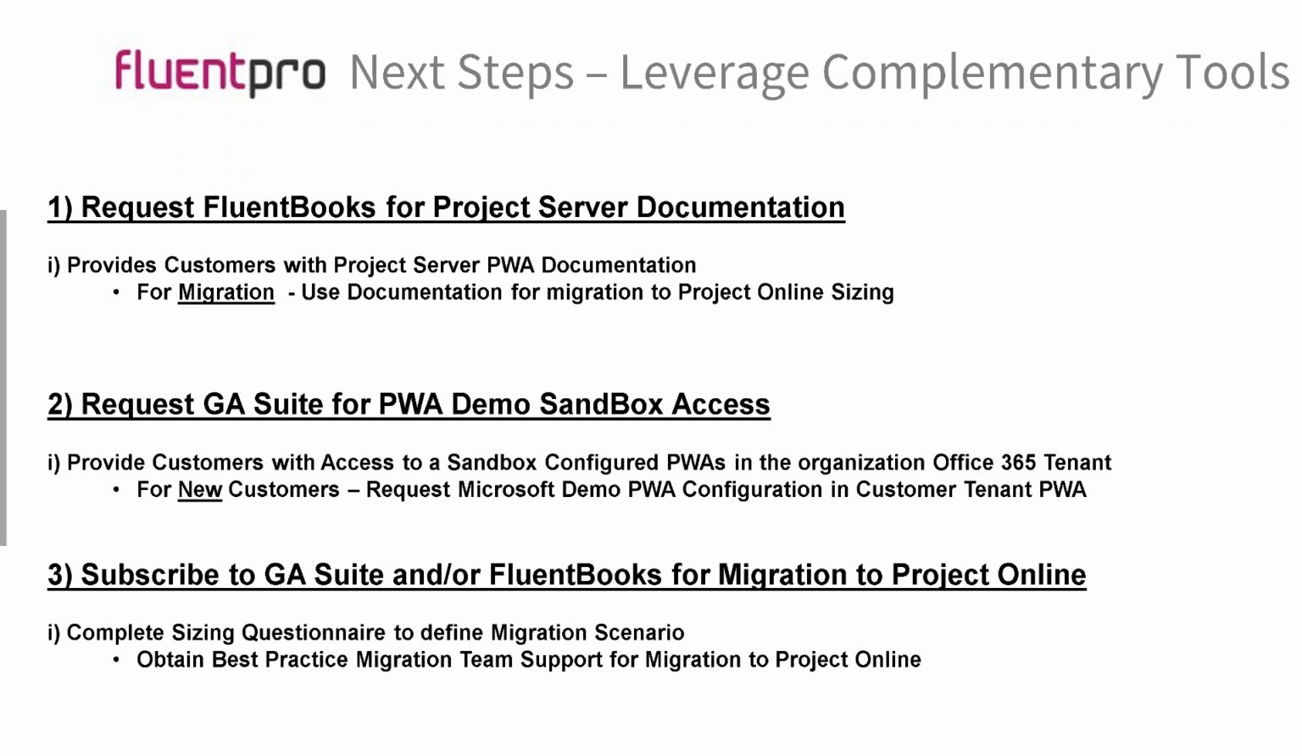And again, if you're interested, leverage the complementary tools that we have. Request FluentBooks for Project Server documentation if you're involved in a customer migration or an organization that's about to begin. Get a GA sandbox, a PWA demo sandbox, so that you can start exposing the organization to Project Online. And the only not limitation but rules that it has in the organization is tenant. There's again other ways of getting demo sites, but in this case the condition.